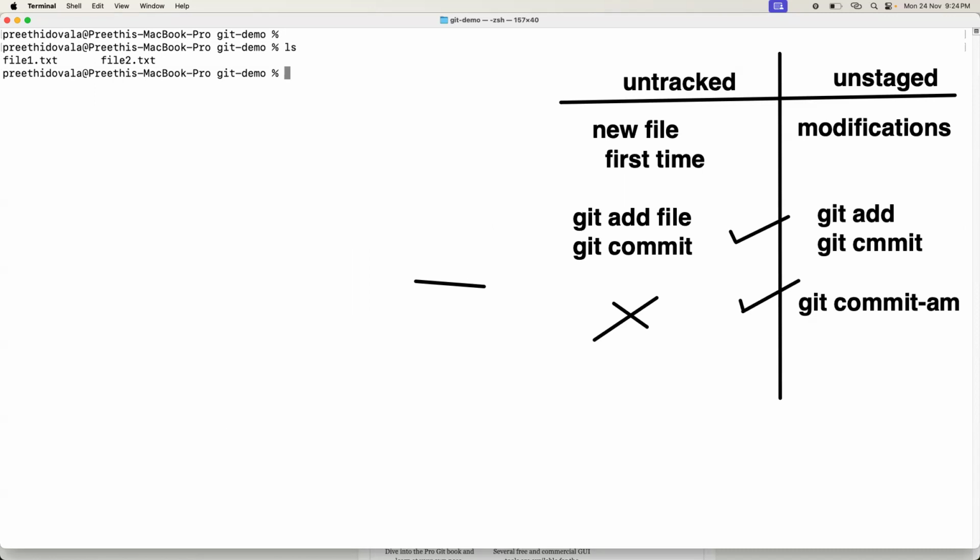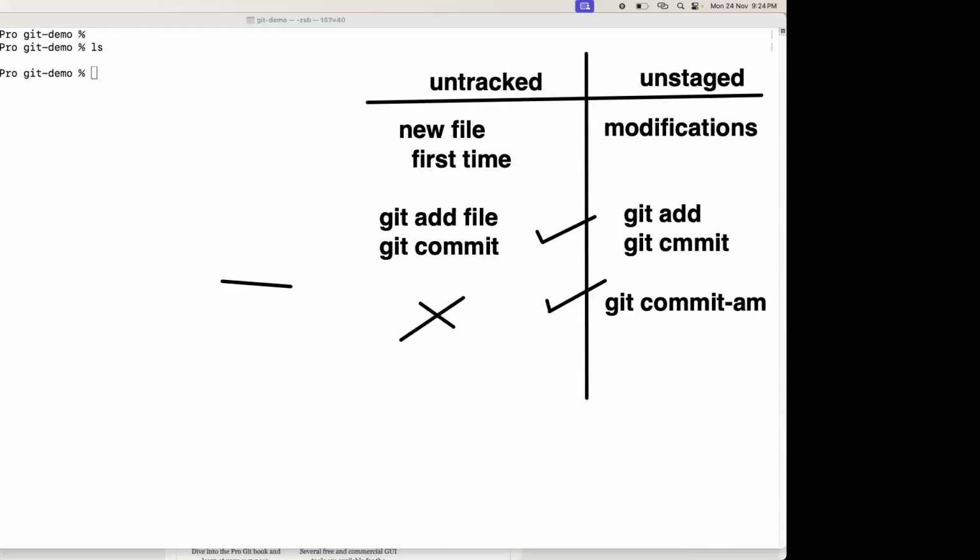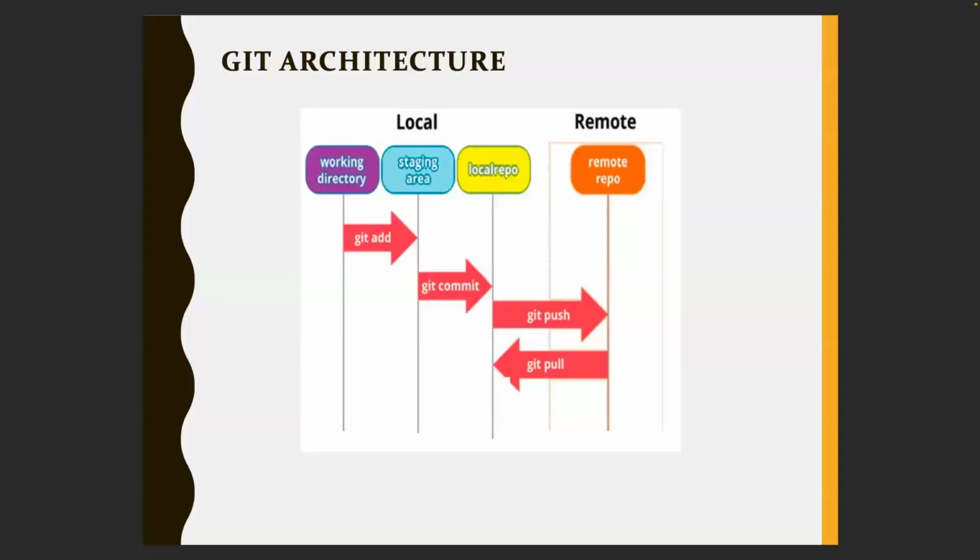If you modified two files, like file one and file two, in the same way can we use git commit -am, or do we need to do git add and git commit? Like git commit -am we can use, right?